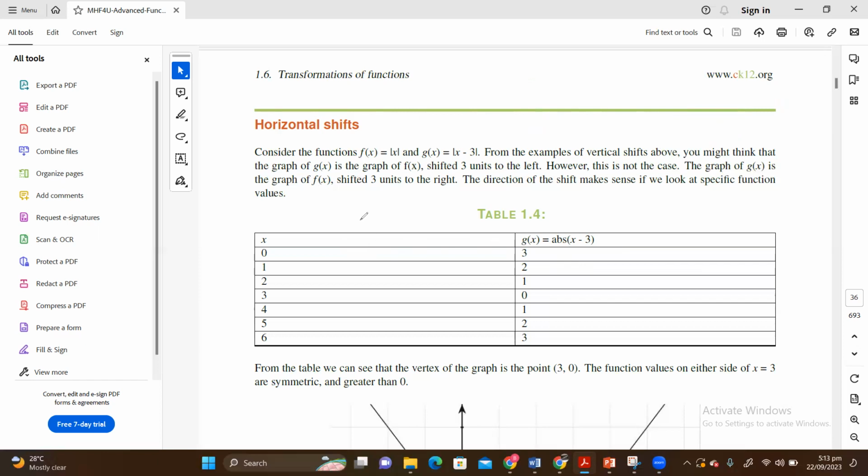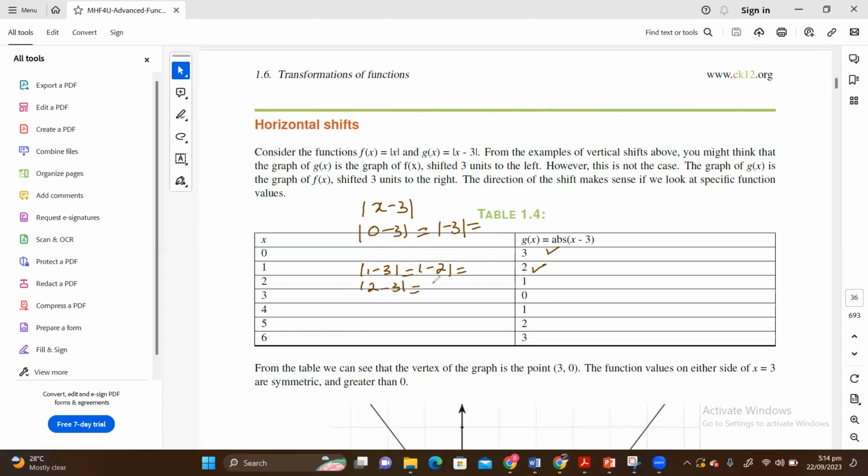So if we have 0 and the absolute value of x minus 3, we need to calculate all of them. 0 minus 3 is equal to the absolute value of negative 3, which is equal to positive 3. For 1, 1 minus 3 is equal to the absolute value of negative 2, which is equal to positive 2.